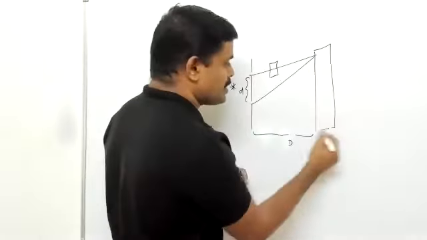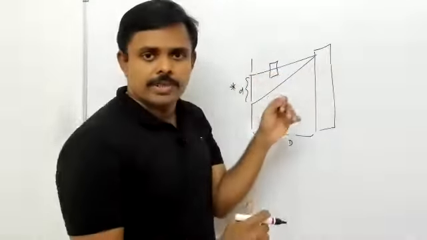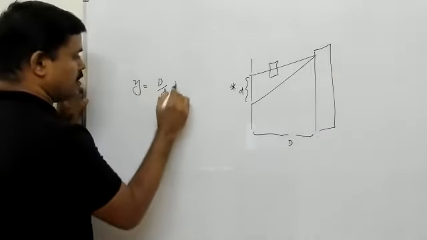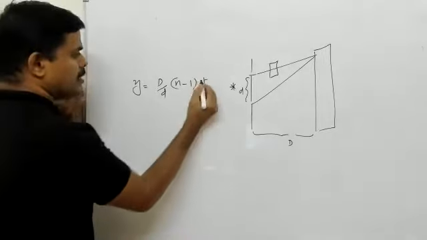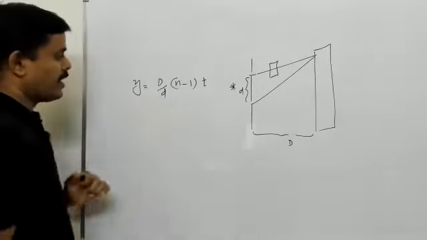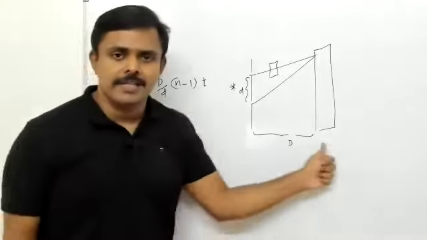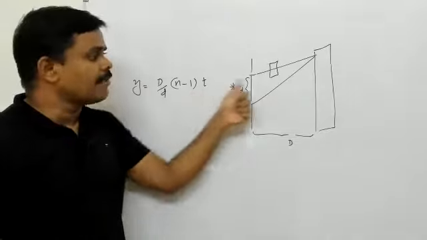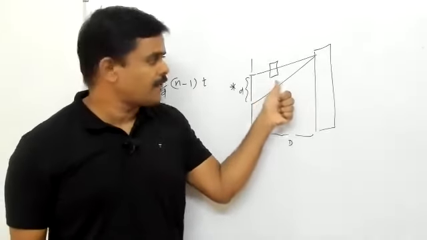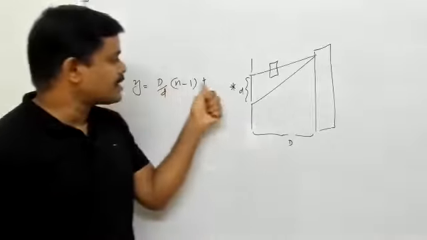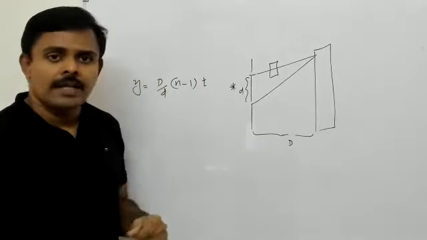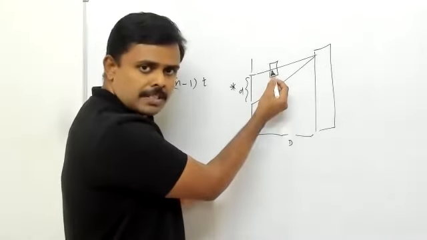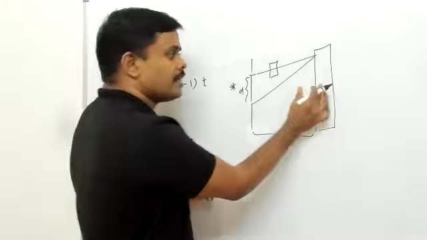The pattern will shift as such, upwards or downwards, by a distance D by d into (n minus 1) into t. It's an important point. D by d into (n minus 1) into t, where capital D is the distance between the slits and the screen, small d is the distance between the slits, n is the refractive index of the film, and t is the thickness of the film. Now, how do we know whether it is shifting up or down? When you introduce the film in the path of the first beam, it is shifting up.